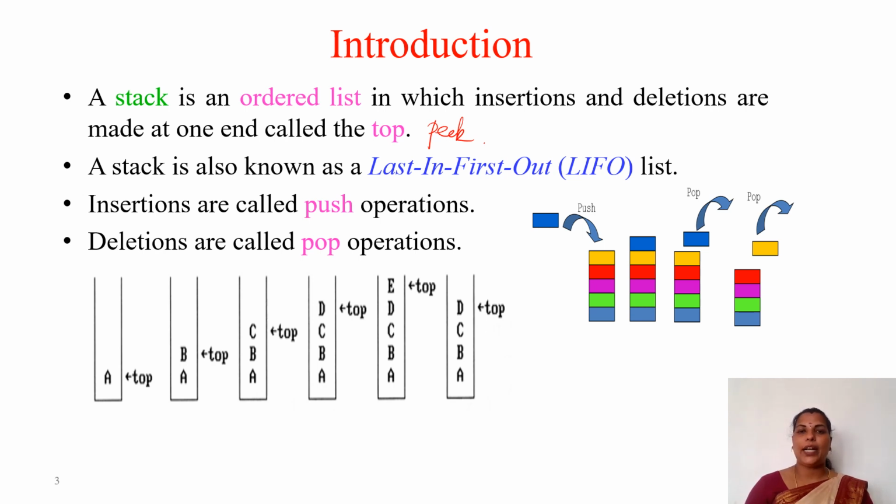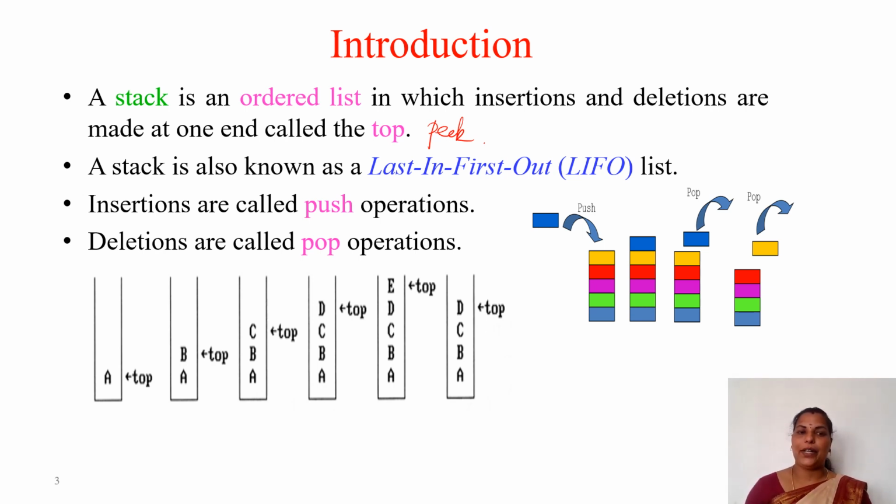So here we already discussed that insertions or deletions are made at one end called top. And the name of the insertion operation is push. Insertion means pushing it in. Deletion means pop, taking out. We are popping out the data. That is deletion. So here we have seen three new terms in addition to the stack. One is top, that is the end where insertions and deletions happen. Then the insertion operation is called push. The deletion operation we are calling pop.